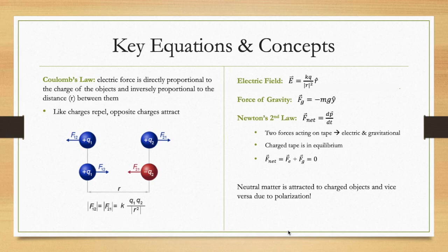In addition, Newton's second law is important as there are two forces acting on the tape, electrical and gravitational, during the experiment. Because the top tape is in equilibrium and therefore does not experience a change in momentum, it can be said that the net force is zero and equal to the vector sum of the electric and gravitational forces.